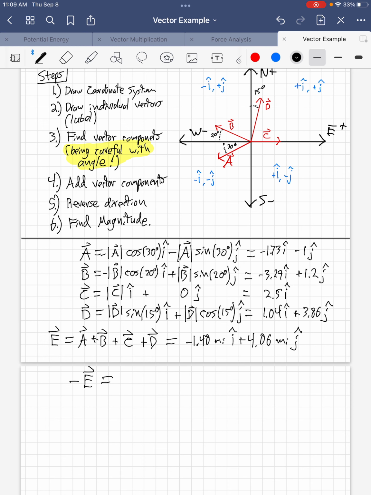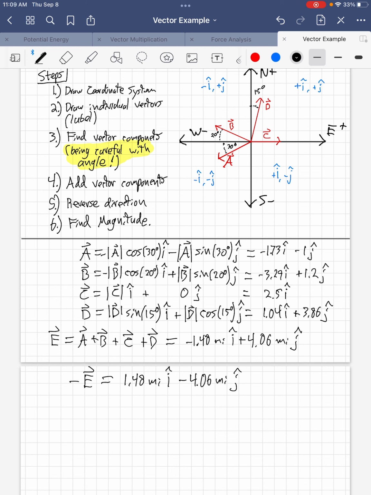Instead of walking 1.48 miles west, we have to walk 1.48 miles east to get back to where we are. So it'll be positive 1.48 miles in the I direction. And we have to walk south instead. So we have to go negative 4.06 miles in the J direction.